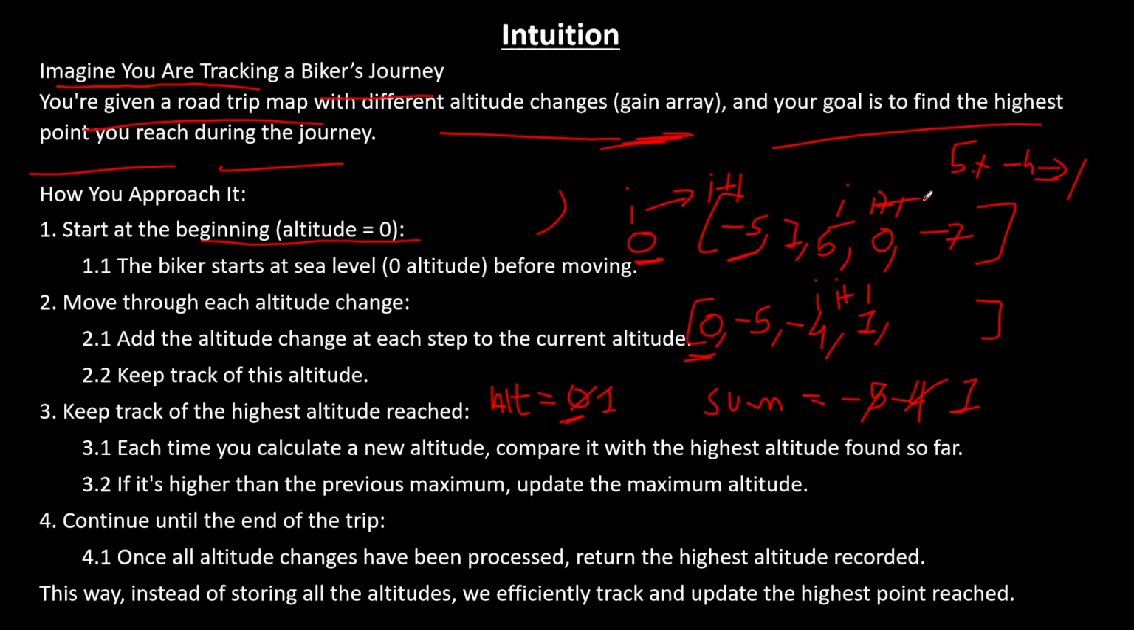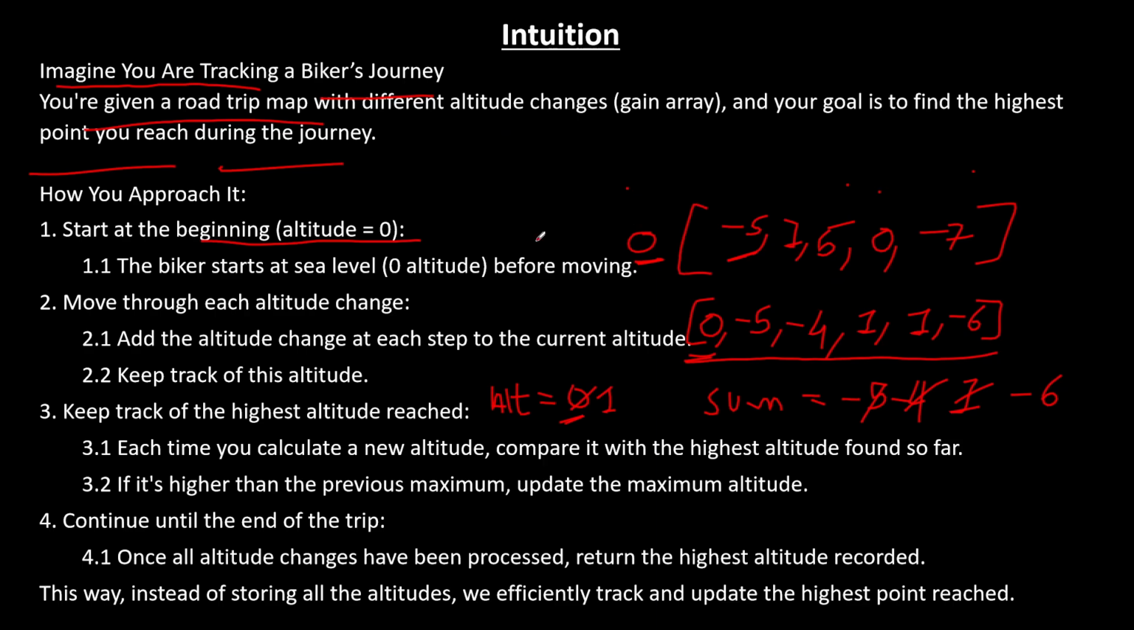Now, when you move to -7, it becomes -6. So here we will store 1 as the previous one, and the sum becomes -6. But the altitude is 1, so it is greater than all of the values. If you can see here, 1 is the greatest. So from here, you can see what we are trying to do: we are adding the previous sum with the current value. That's all. And then searching for the maximum altitude in this array.